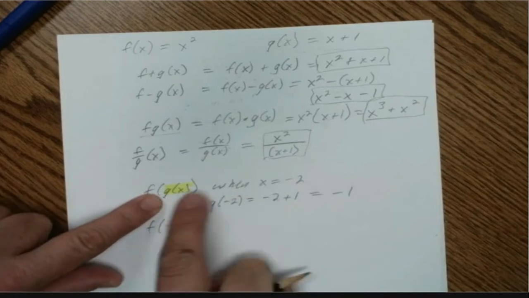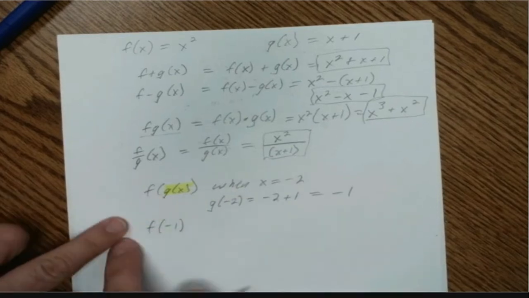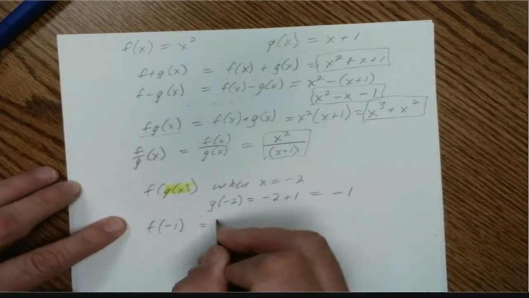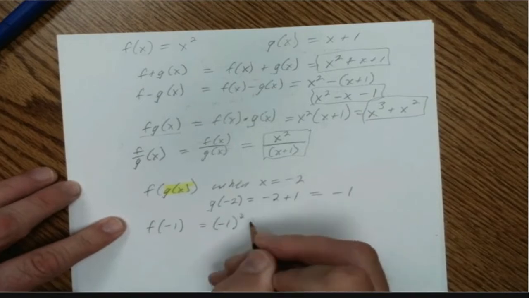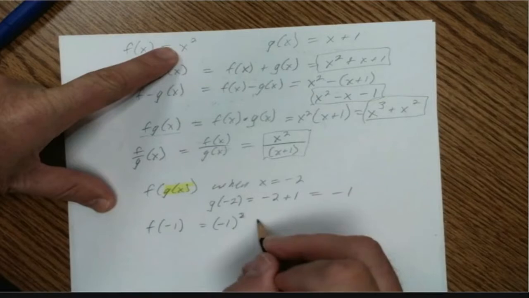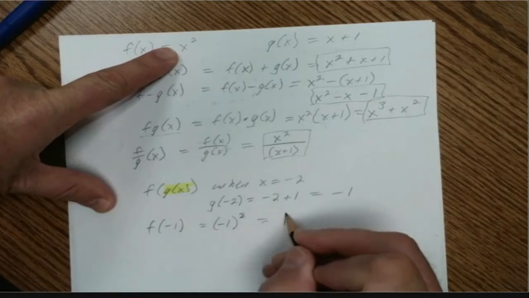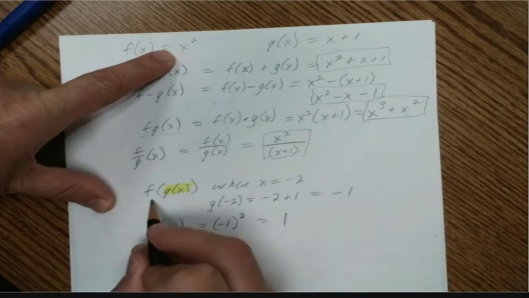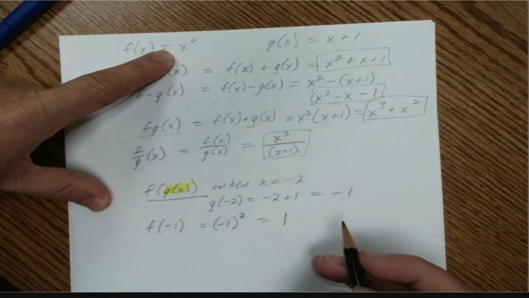When x is -2, g of x is -1. So what is f of -1? Well, we put -1 in there for x. It would square it because that's what the function f of x is. And -1 times -1 is a +1. So that is what this equals. It equals 1.